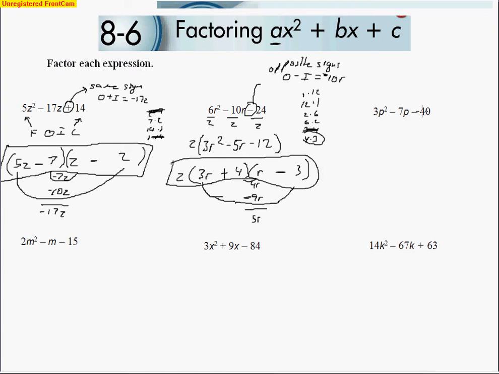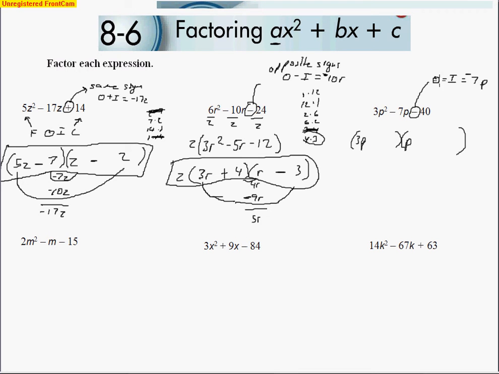So looking at this one, the same sort of thing. No common factor here, so I'm just going to draw the two sets of parentheses, put 3p and p. I know this is negative, so that means that the outer minus the inner is going to equal 7p, and it's going to be a negative at that, so just get a 7 to start with.